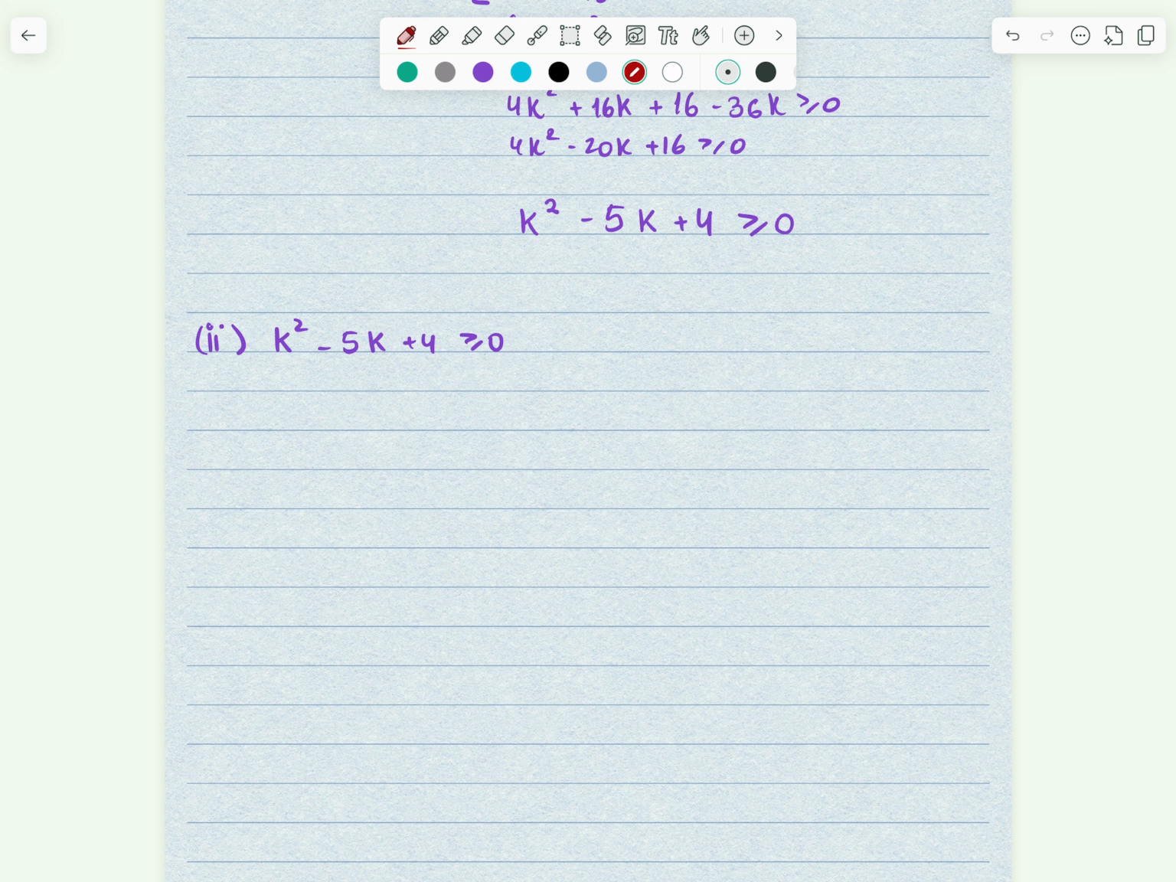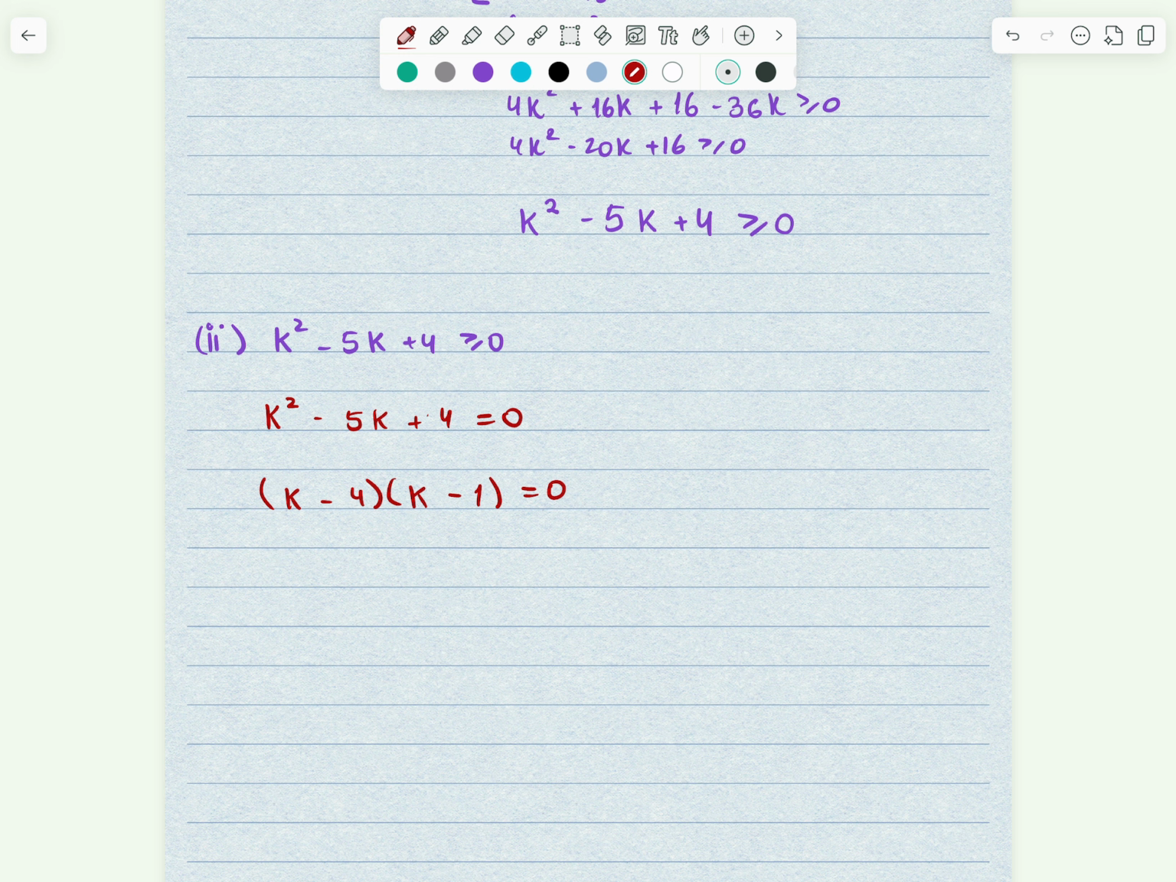So I'm going to write this method in red color. We have the quadratic inequality. I'm going to take this quadratic inequality, treat it like a quadratic equation, and find the roots. Finding the roots of a quadratic equation, you can do by factorizing it, or use the quadratic formula. It's completely up to you.